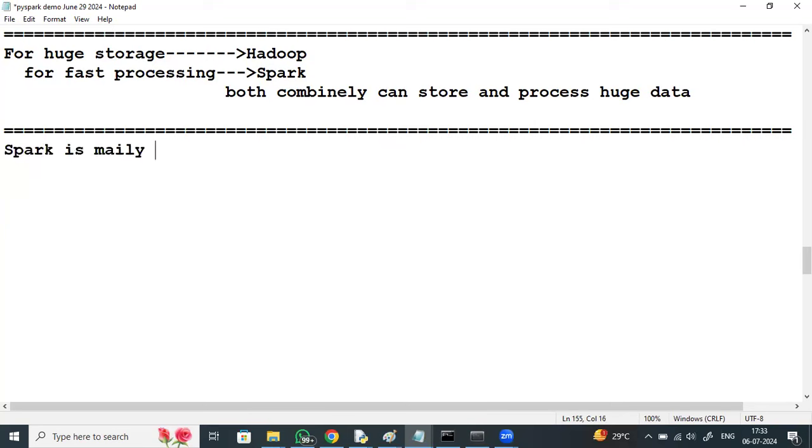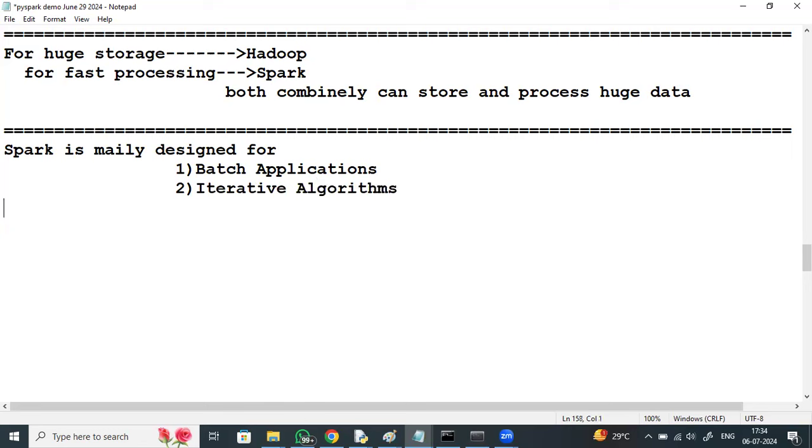Spark is mainly designed, first thing, not for online applications, but for batch applications, user non-interactive applications. For iterative algorithms. Most of the ML algorithms are iterative in nature. For interactive queries, SQL queries. For streaming.